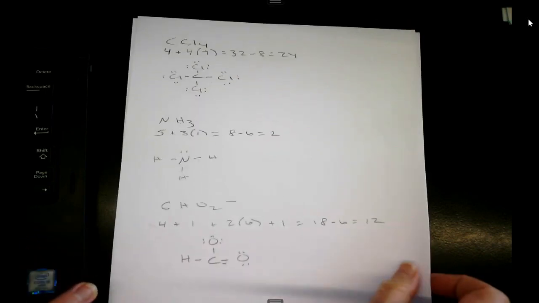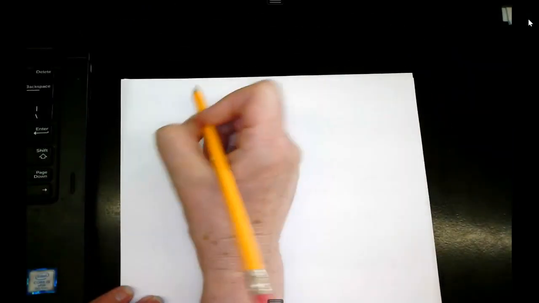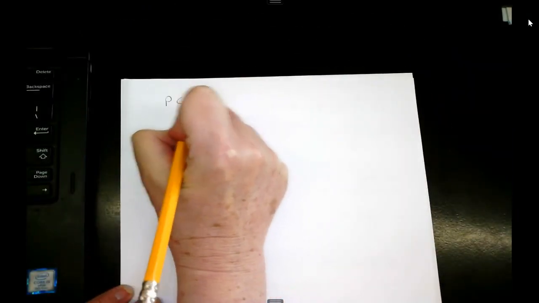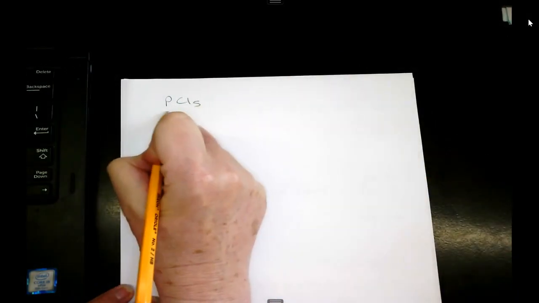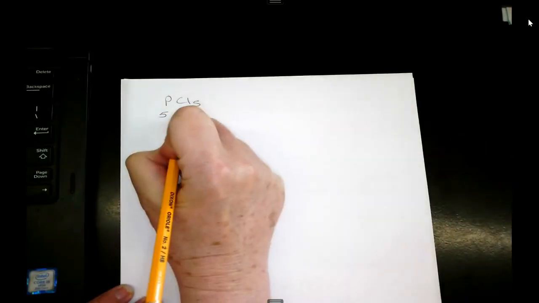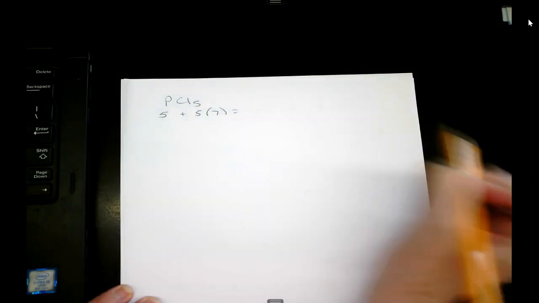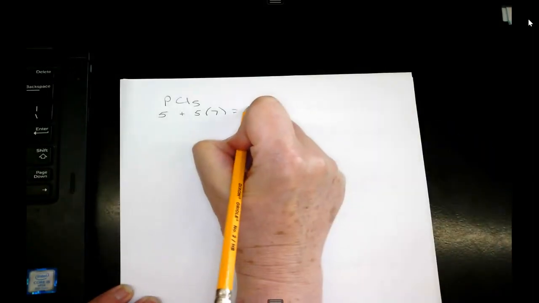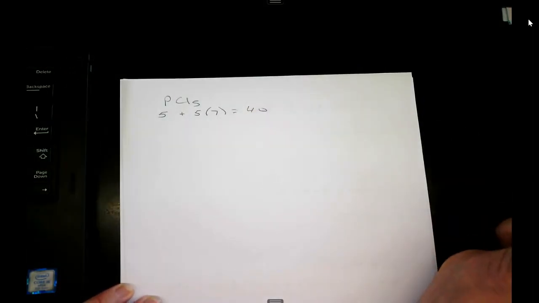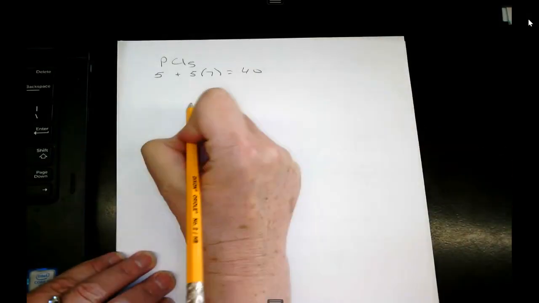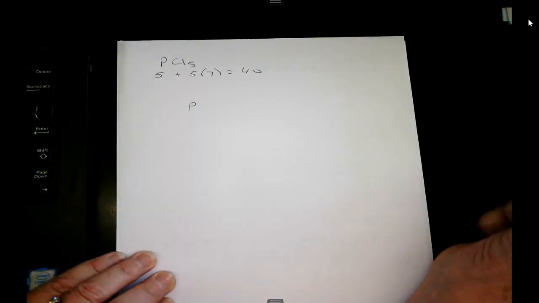Next, let's look at a couple of hypervalent structures. Let's say we've got PCl5. Phosphorus has 5 valence electrons. Each chlorine has 7 valence electrons, and there are 5 of them. So that's going to give us a total of 40 valence electrons. Phosphorus will be our central atom.